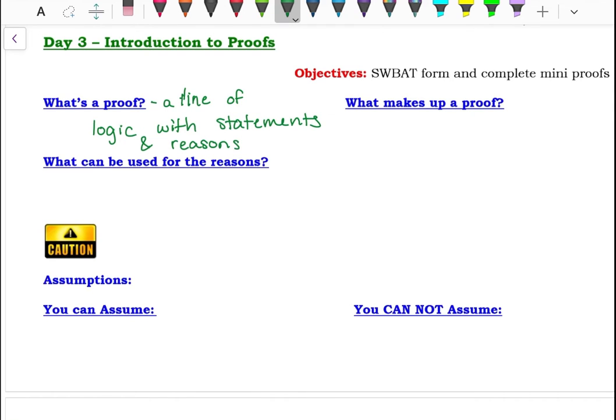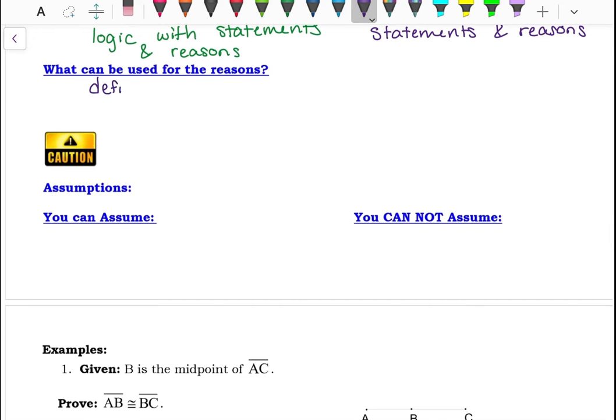Cool. What makes up a proof? Well, we already kind of answered that. We have statements and reasons. Statements are a fact that is leading you down that line of logic, and the reason is the reasoning behind why we know that statement is true. What can be used for the reasons? Well, we can use definitions, theorems, or math facts. If you're just simplifying 2 plus 2, we know that that's 4. The reason for that would just be it's a math fact. 2 plus 2 is 4.